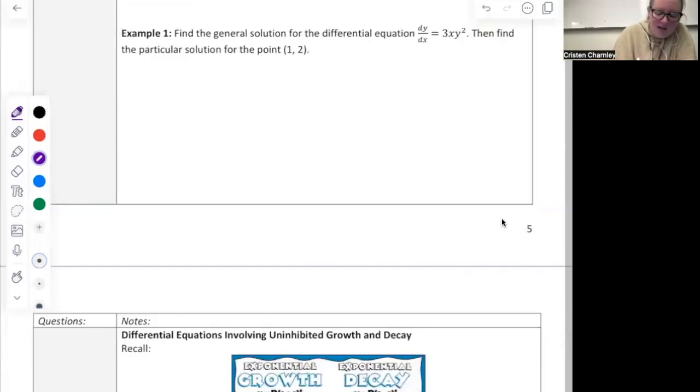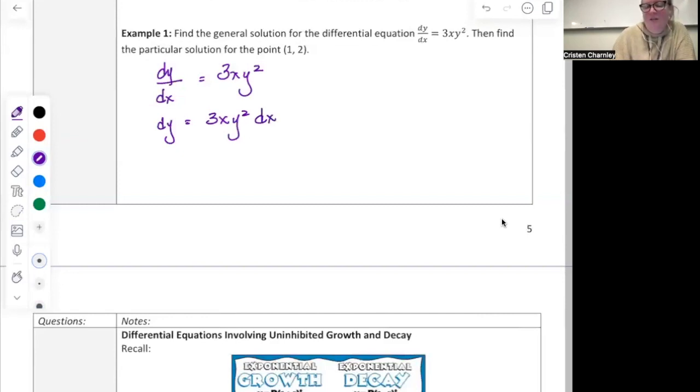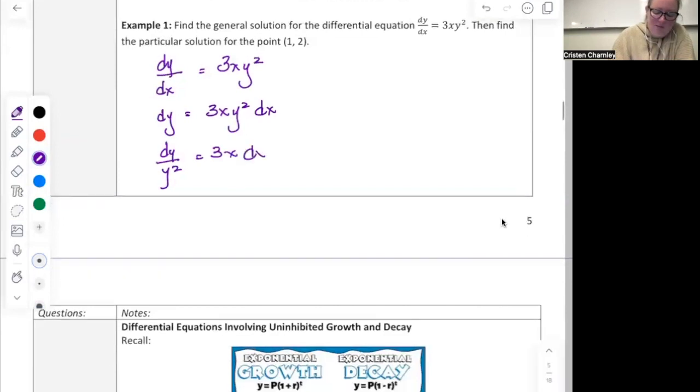So I have dy over dx, already isolated. I have 3x over y squared. So what I'm going to do is multiply both sides by dx. So great job. On the left, I only have x terms, but on the right, I have x's and y's. So now I'm going to divide by y squared. So because the left-hand side is all y and the right-hand side is all x, we're ready to integrate.